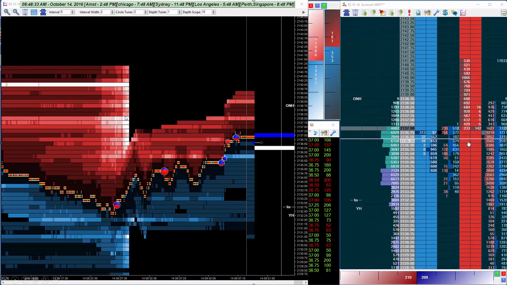So in this case, I'm actually using the Jigsaw version of time and sales, the reconstructed tape. I've got it filtered to show trades of 50 contracts or more, and we're looking at the S&P 500 futures. It's also just showing trades from the last 3 minutes, because I like to be able to just glance across and see just the recent history.